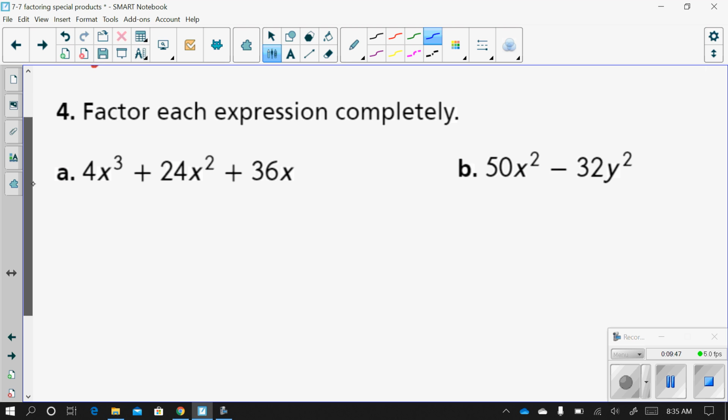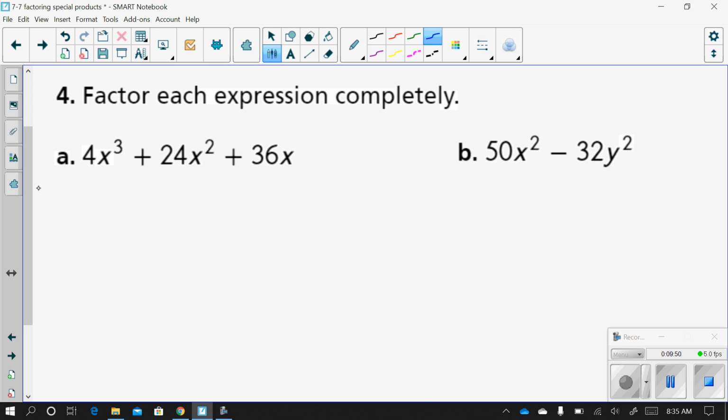Okay, your turn to try. Please pause the video and try these two problems.